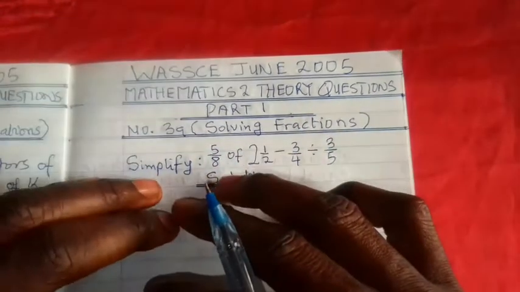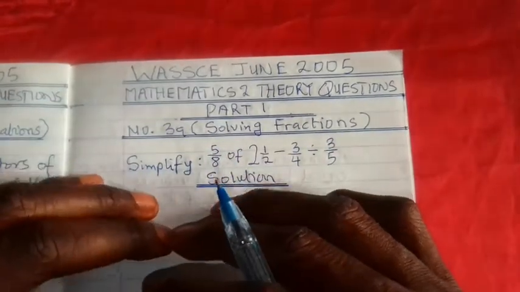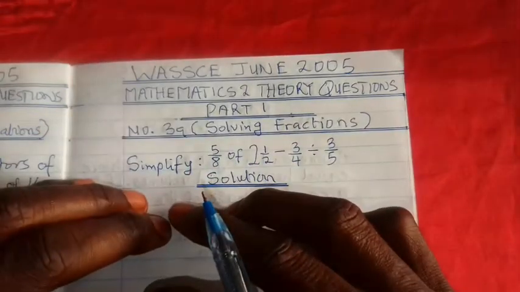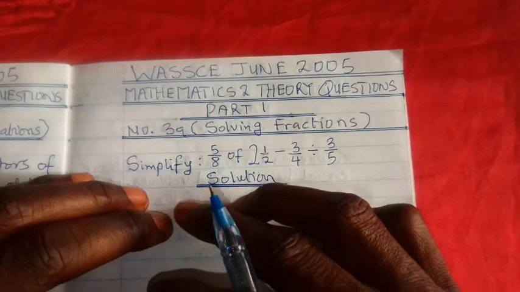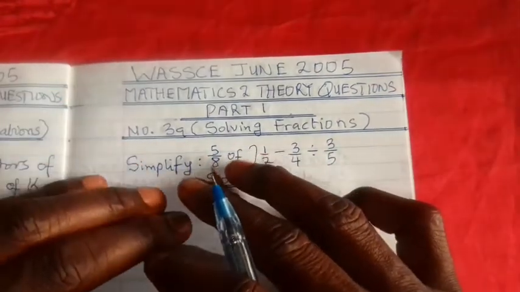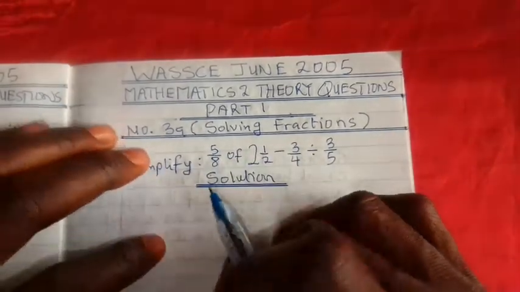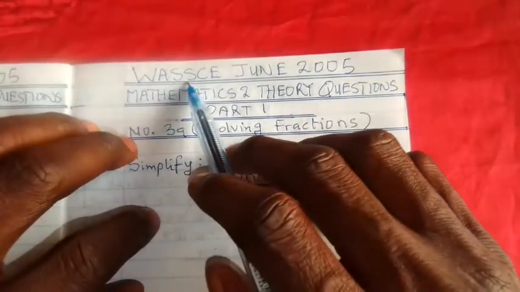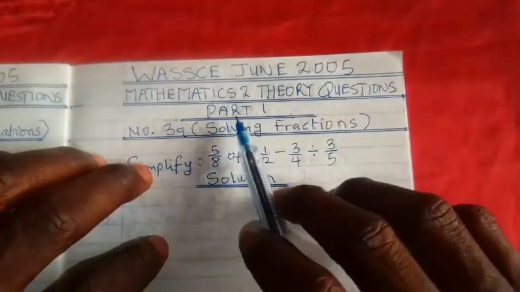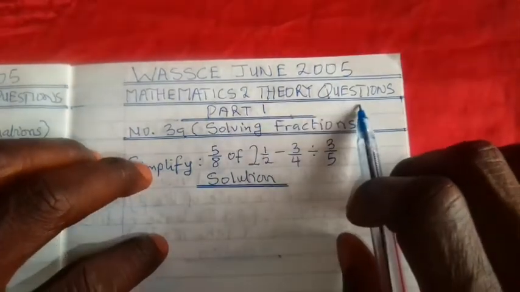For some time now, we have been showing you how to answer questions in the examination. And most of the model questions we have been showing you here are gotten from examination bodies like this one we have here, WASSCE, June 2005, Mathematics 2 Theory Questions.